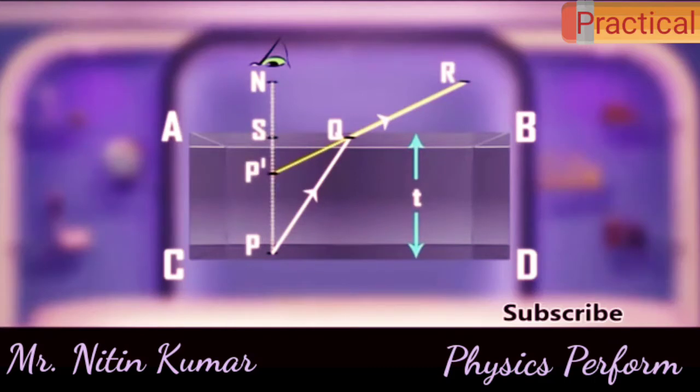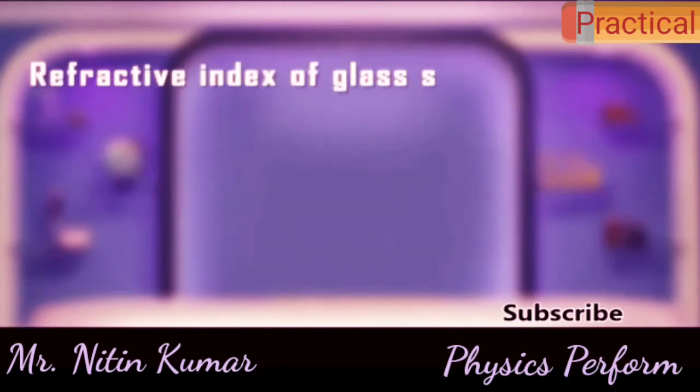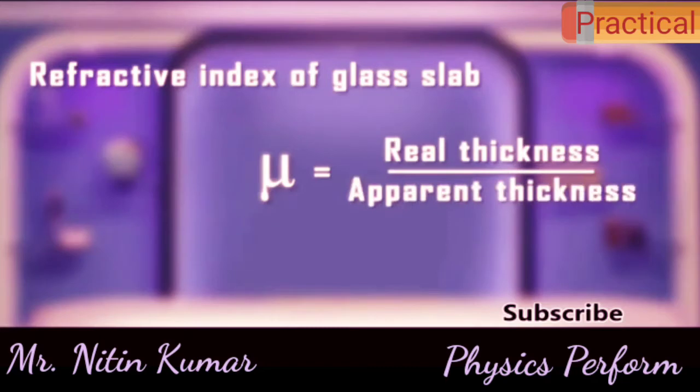The distance between the point P and point of view N is the real depth, whereas the distance between the point P dash and the point of view N is the apparent depth, which is due to the refraction of light. Using the concept of real depth and apparent depth, refractive index of the glass slab mu is equal to real thickness by apparent thickness.